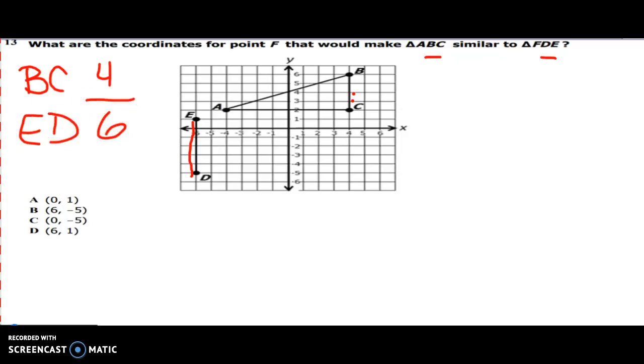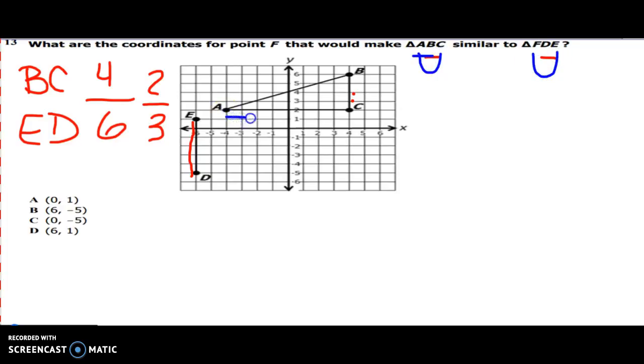So I'm going to make a fraction and find my scale factor. If I reduce that, that's going to give me 2 over 3. That's my scale factor for comparing ABC to FDE. Now, I need to figure out where to put F. So I'm going to compare AB. No, let's do AC. I'm going to compare AC to FE.